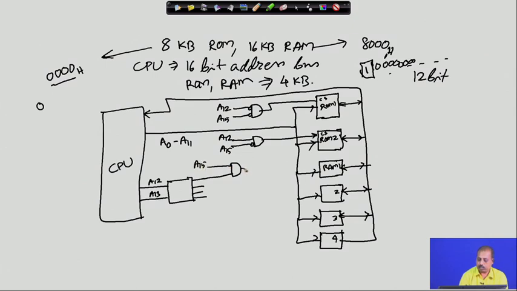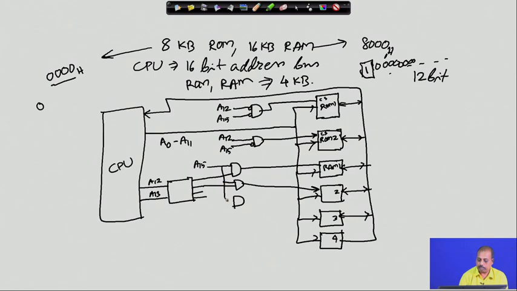So, this should go to the chip select of RAM 1. Similarly, the second one can be connected like this. This A15 line is ANDed with this output of the decoder, and it is going to the chip select of the second RAM chip.